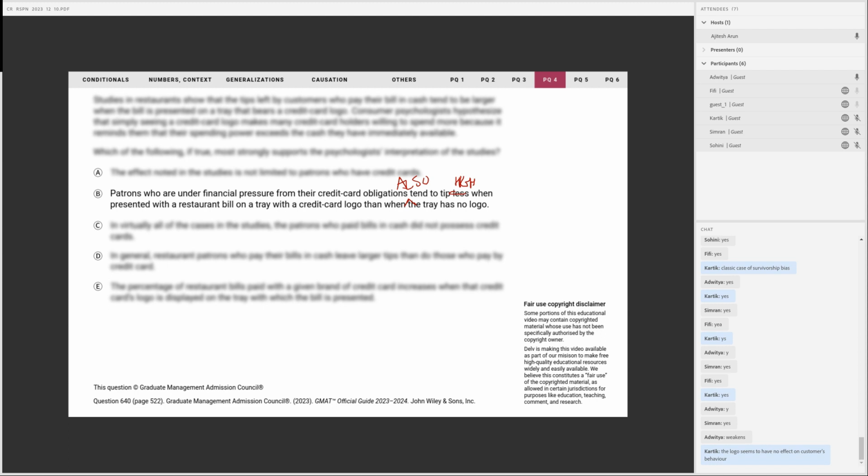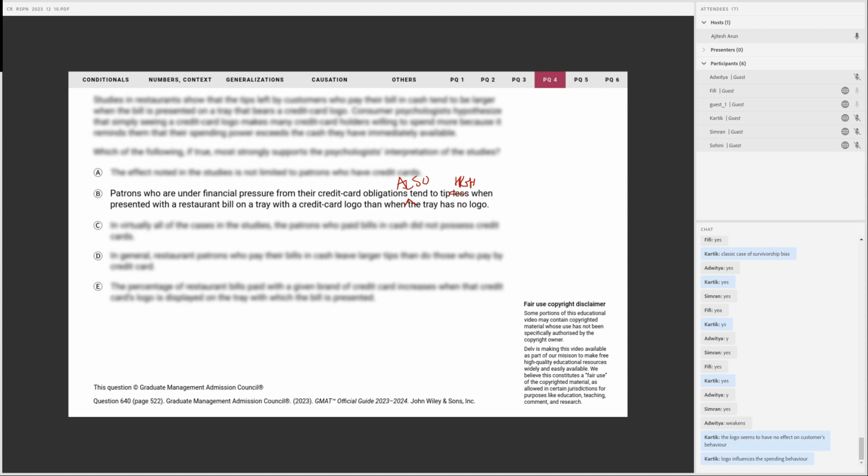Yeah. So remember, when there is a logo, the tip is high, right? What is supposed to be weakened or strengthened over here is the interpretation of the studies. And the interpretation is that many credit card holders are willing to spend more because the logo reminds them that their spending power exceeds the amount of cash that they have. That reminding part is so important. See, if you just give someone a logo, and they leave a high tip, you don't know why they're doing it, right? But the explanation is important. That's what this question is asking us to strengthen.